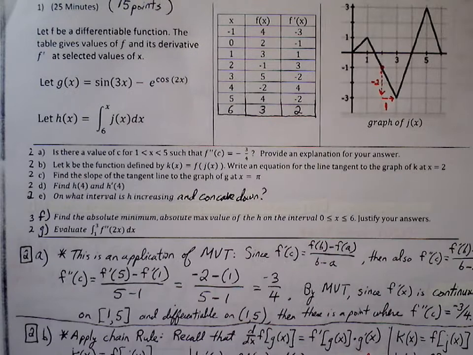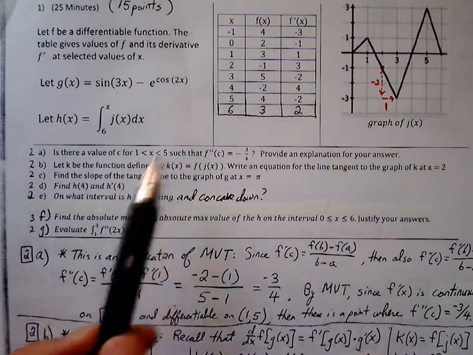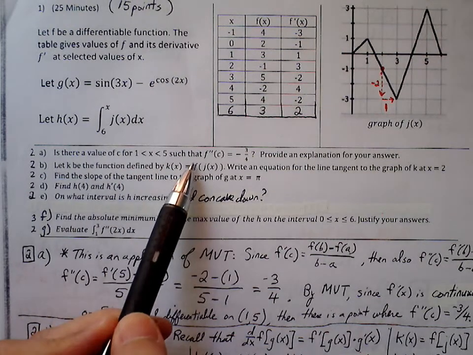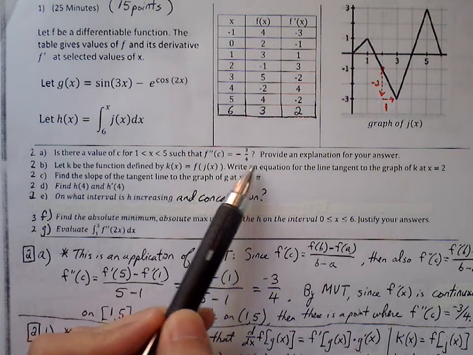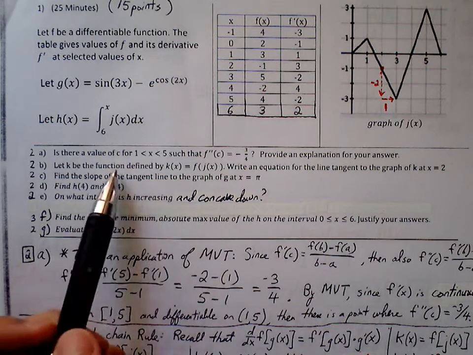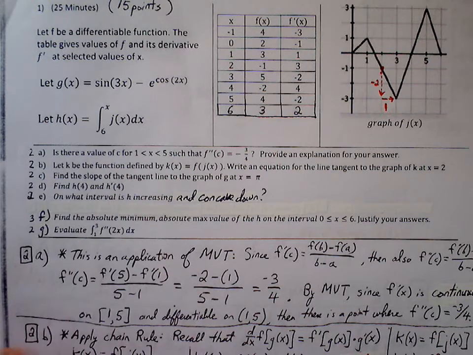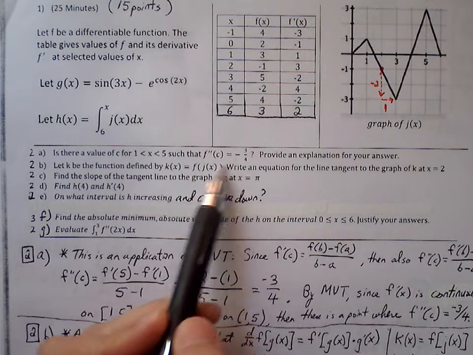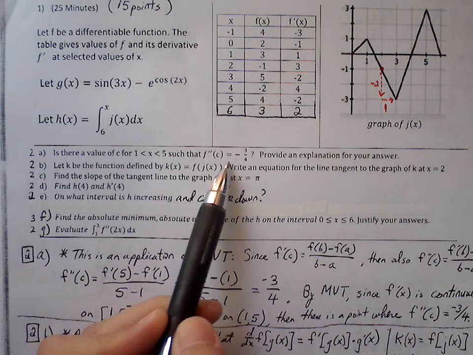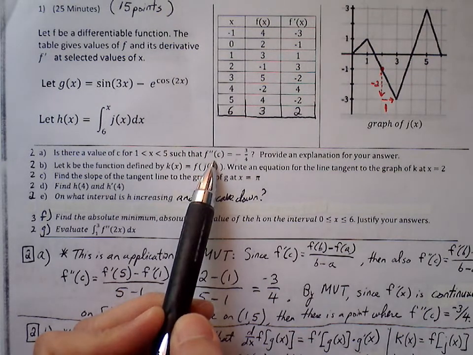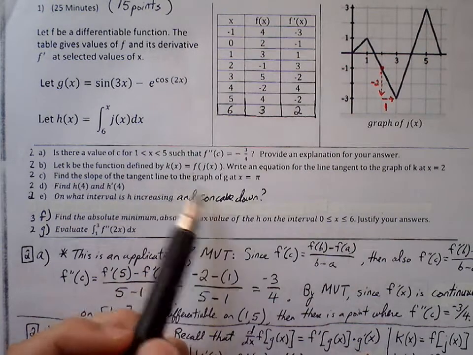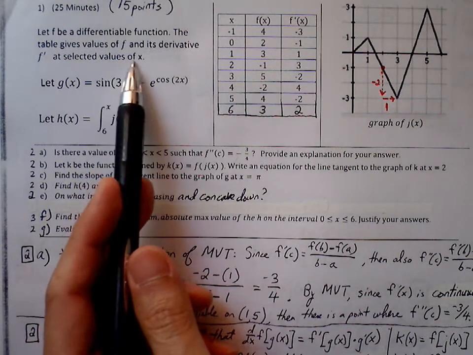All right, so part A, is there a value of c when x is between 1 and 5 such that f double prime of c is equal to negative 3/4? Provide an explanation for your answer. So we want to guarantee a slope off the f prime graph. So we're told that f is a differentiable function.